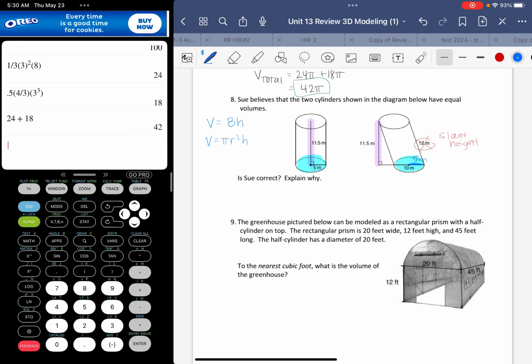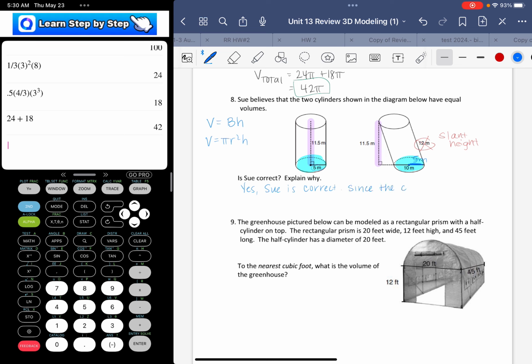So I'm going to say she believes that the two cylinders have equal volumes. So is Sue correct? Yes, Sue is correct. Since the cylinders have equal bases and equal heights, they will have equal volumes.